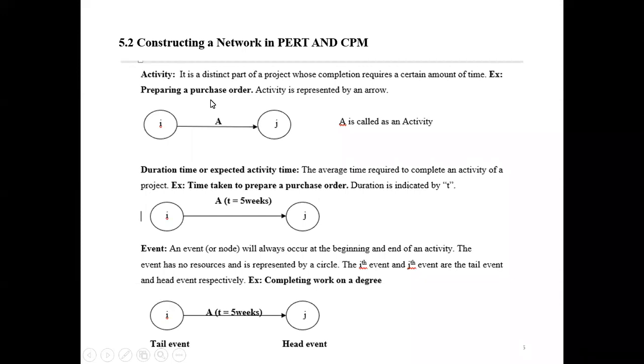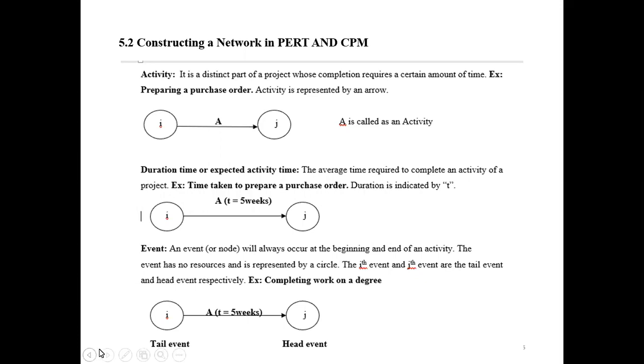If it is a construction building project, then getting the architect's map, laying the foundation, building the wall, roofing, painting, and finishing, like that. Every activity is denoted by this arrow mark, and each and every activity should be estimated by the project manager or the planner, to what extent the activity will last. So we record the time estimate for this activity. For example, preparing a purchase order is an activity, and the time duration to perform it is 5 weeks.